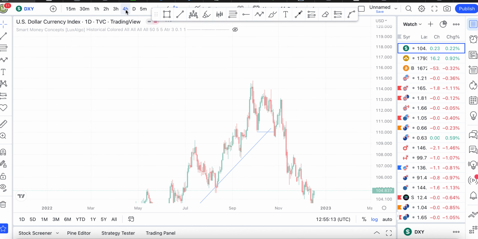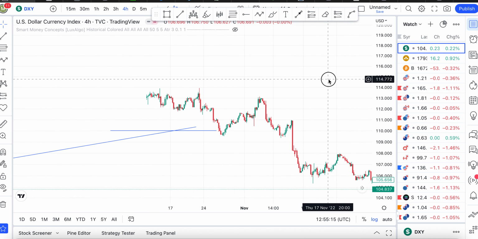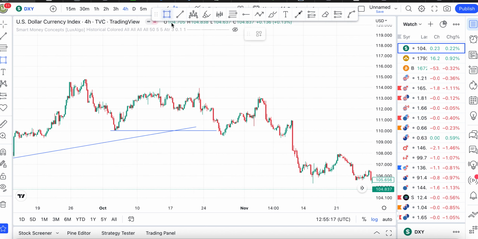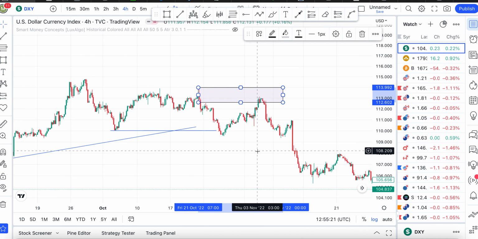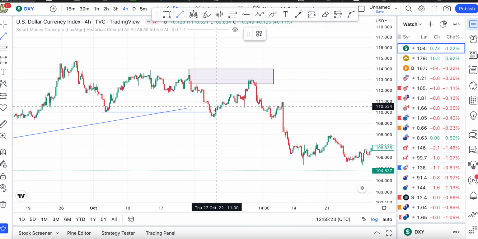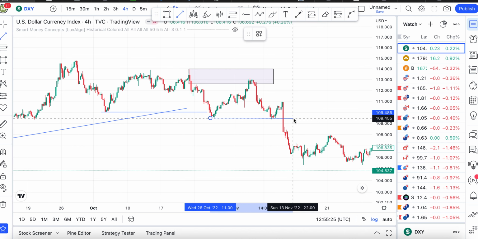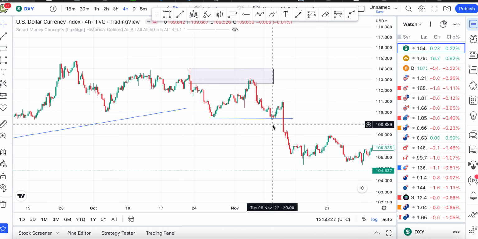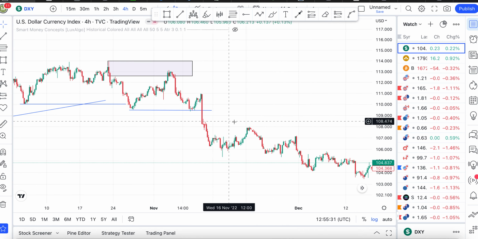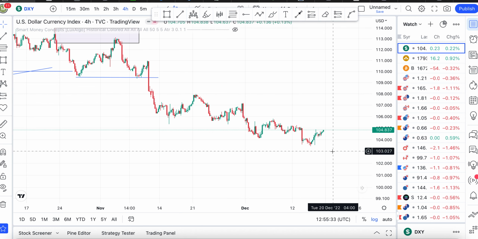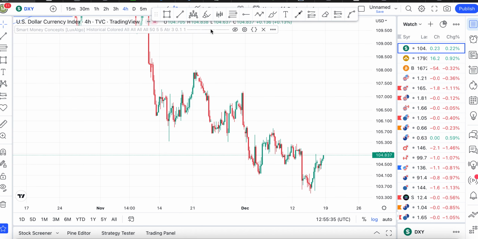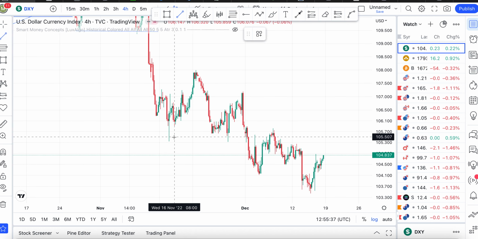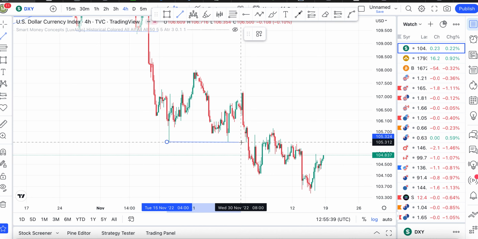Go to the 4-hour time frame to see clearly. Price came back to this level here to fill this gap before continuing to the downside. So another change in character, break of structure. Price continuing to drop to the downside, forming continuation patterns. Break of structure.